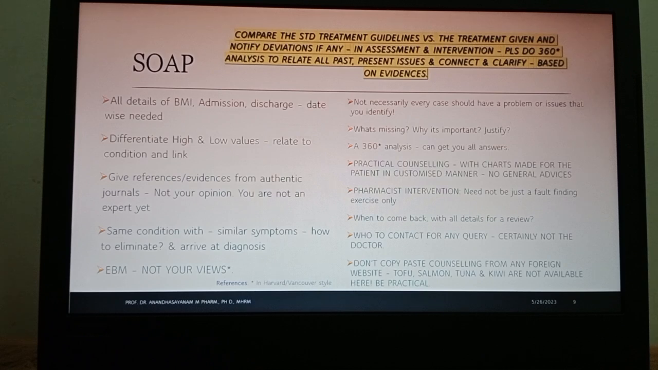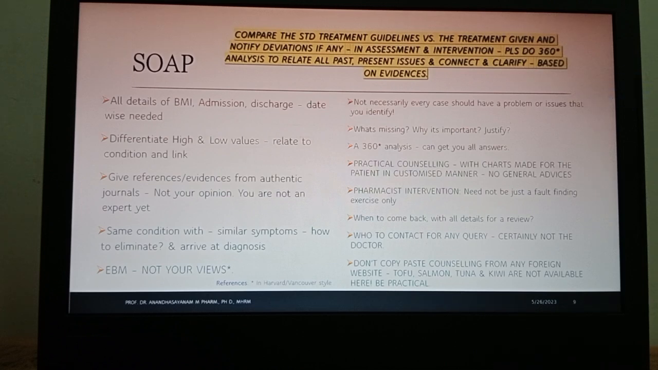Don't put your opinion. You are not an expert yet. So, same condition with similar symptoms, how to eliminate and arrive at the diagnosis. All evidence based medicine, and your views are not to be put over there. Your view is what the evidence based medicine view is. So, not necessarily every case should have a problem or issue that you identify.